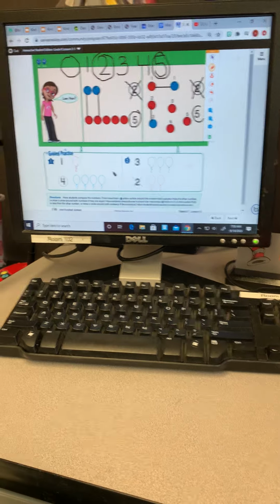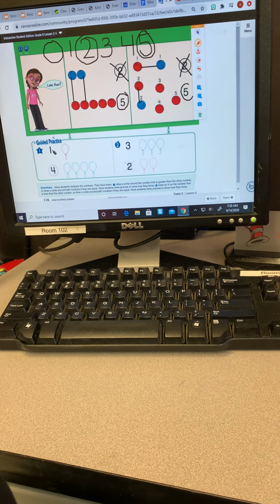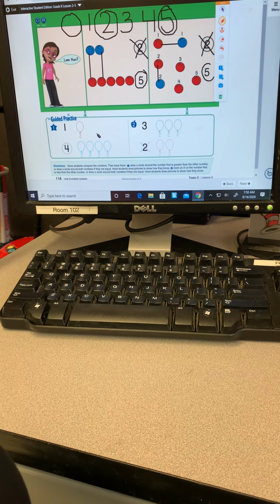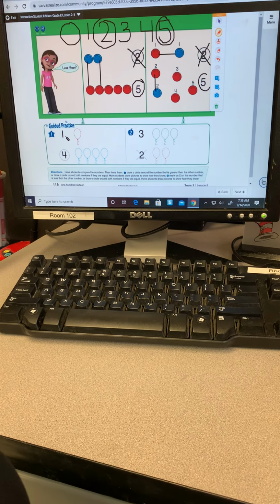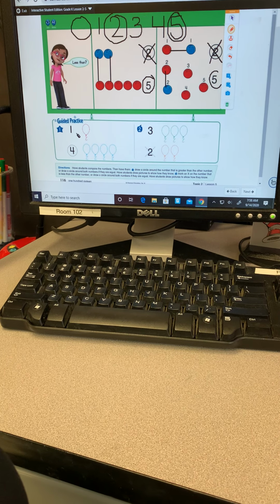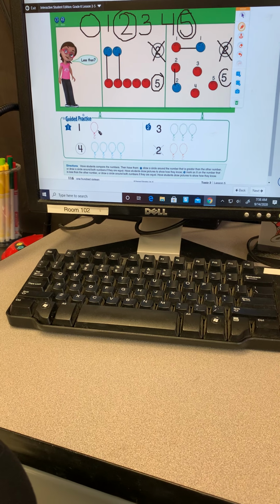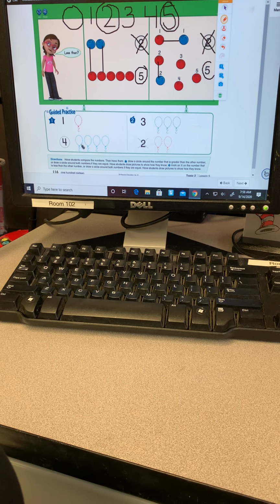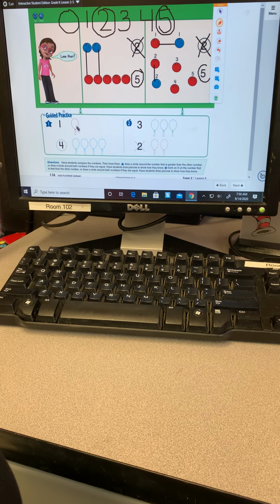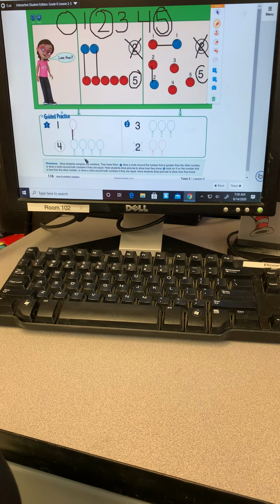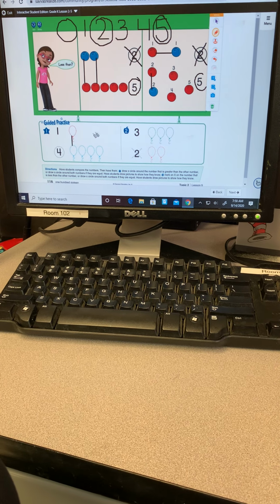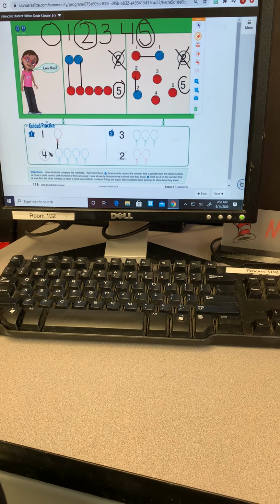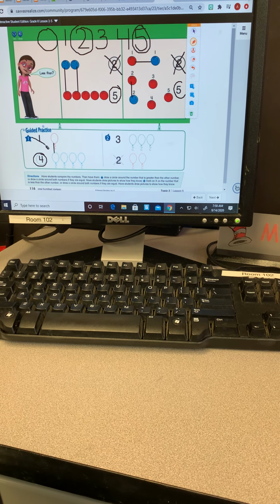So we're going to do this guided practice together. I have the number 1 and I have the number 4. And I went ahead and drew objects to help me decide which number is less than and which number is greater than the other. So I drew a balloon for 1, and then I drew 4 blue balloons for 4. Well, if I match them up, I do not have any more red balloons to match my blue balloons. So that tells me that 4 is going to be greater than 1.